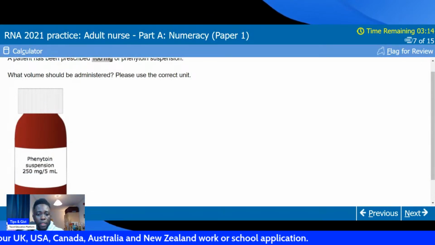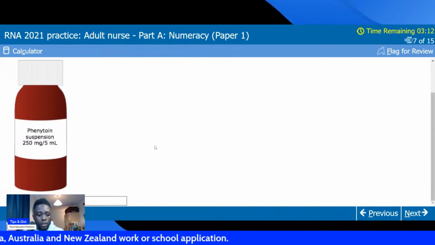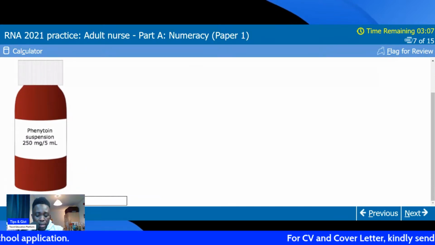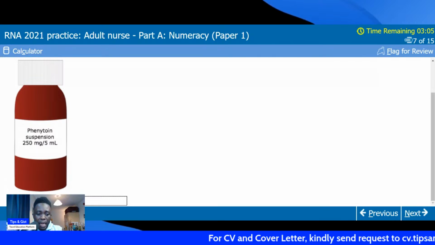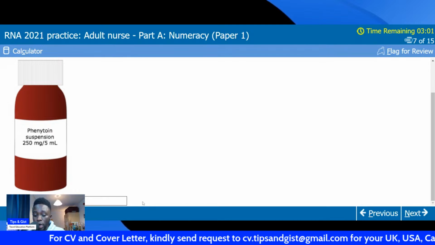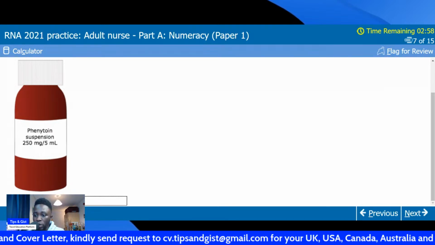So you come here, then you are supposed to type the 2 here, leave the space, small m, capital L, because there's nothing written here. I know somebody will write only 2, leave this one and get the whole thing wrong.